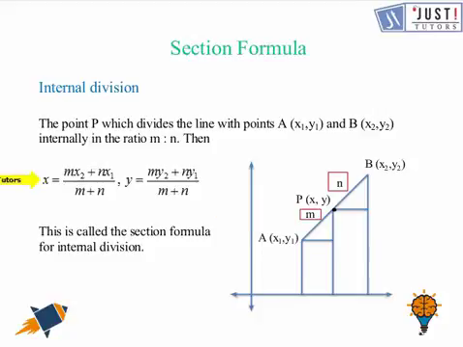If you want to calculate the value of x, that is where P is standing on the x coordinate, we'll use m multiplied by x2 plus n multiplied by x1, divided by m plus n. To calculate y, the point P on the y coordinate, we have m multiplied by y2 plus n multiplied by y1, divided by m plus n. This is the section formula for internal division. Pause the video here, have a good look at this formula, and try to memorize it really well.